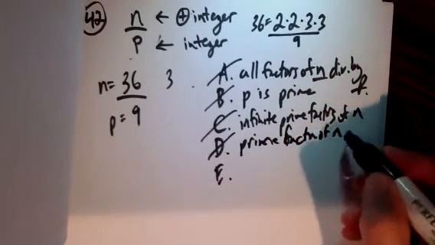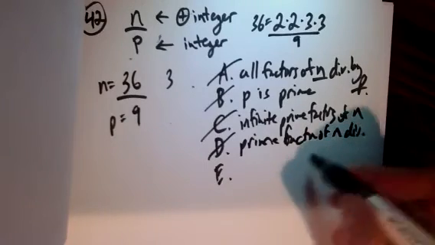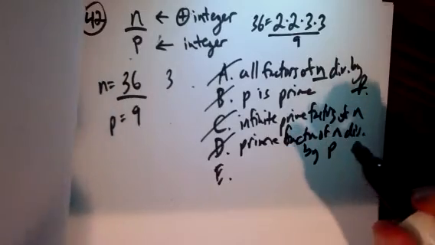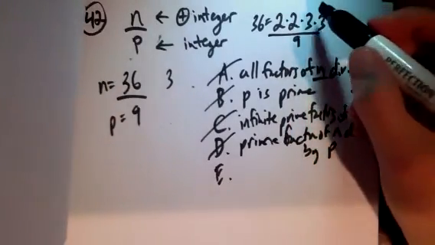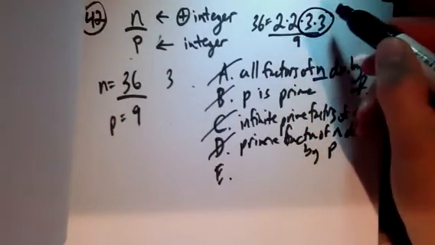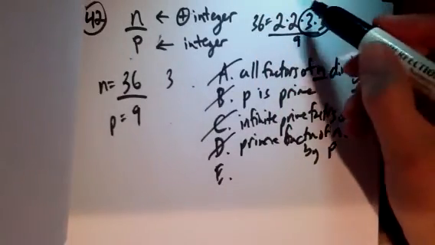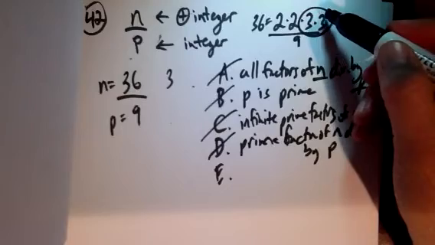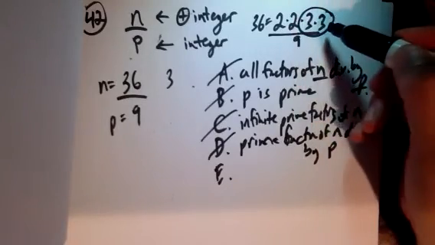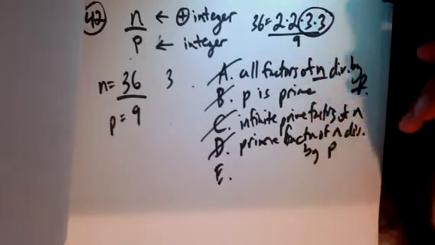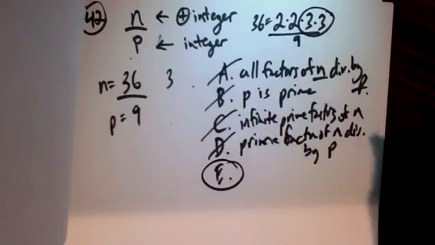Prime factor of n divisible by p, no. At least one factor of n, and that's what we're getting at. 3 times 3 is 9. That is a factor of 36, and of course 9 is divisible by 9. And you could say 9 times 2, 18. 18 is a factor of 36, and it is divisible by 9. So E is your answer.